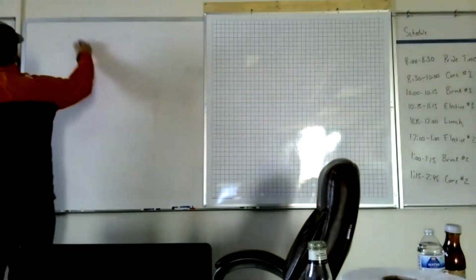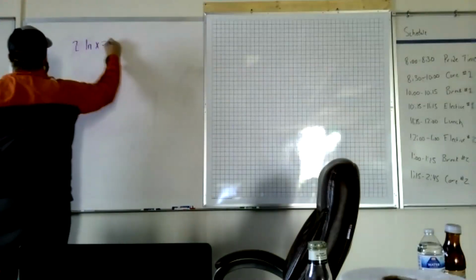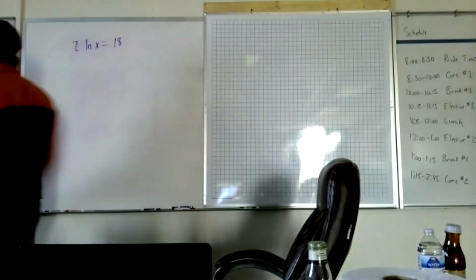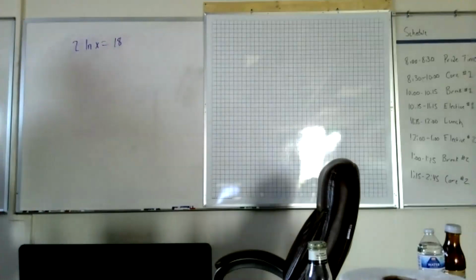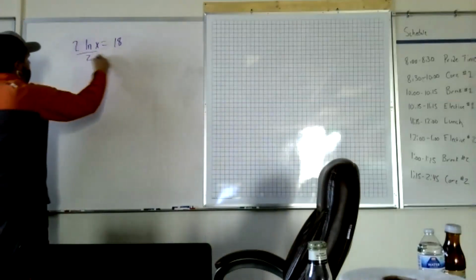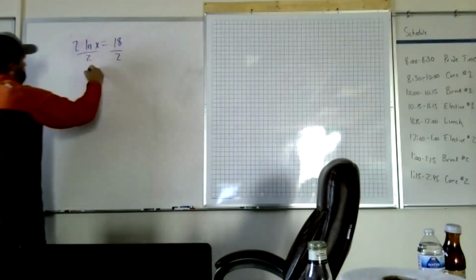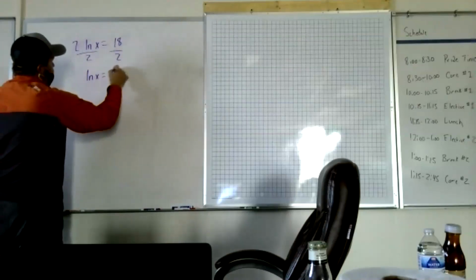So our problem is 2 times the natural log of x is equal to 18. And we're working to solve for x. We want to find our variable. So we want to isolate it. First step, I can divide by 2 on both sides, right? Because it's 2 times the natural log of x. What that gives me is the natural log of x is equal to 9.